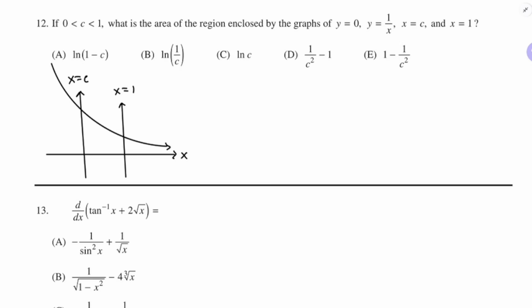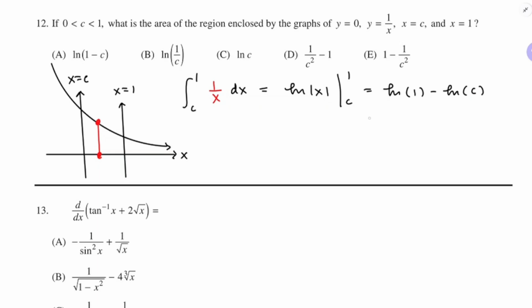This looks to me like it's just going to be the integral of top minus bottom, 1 over x minus 0. That's the height of the rectangle. We're integrating from x equals c to x equals 1. Anti-differentiate, plug in the bounds, and subtract. So log of the absolute value of 1 minus the log of the absolute value of c. I know that 1 and c are both positive numbers, so I can do that. Natural log of 1 is the exponent I would put on e to get 1, and that's going to give me a negative natural log of c.